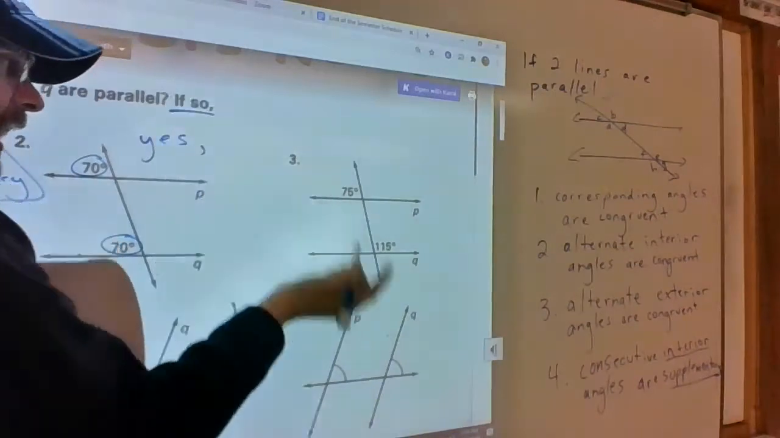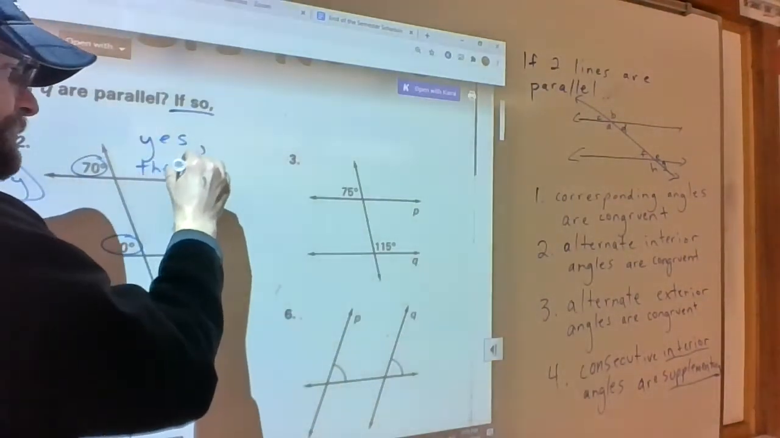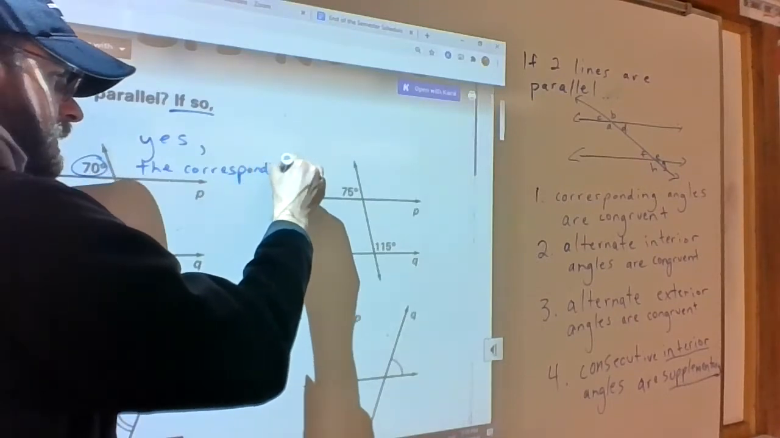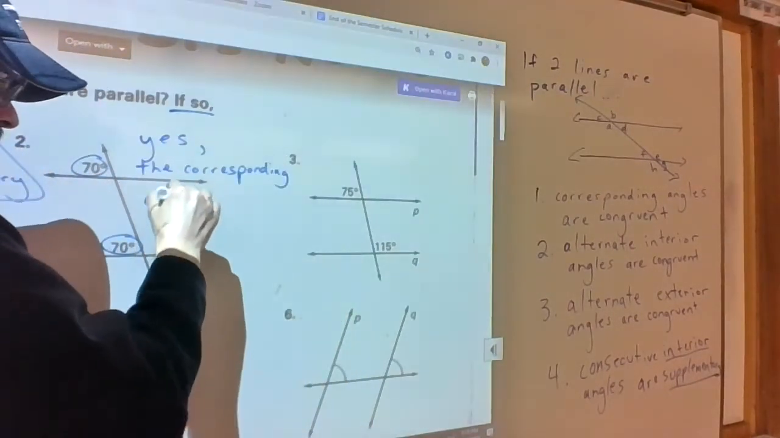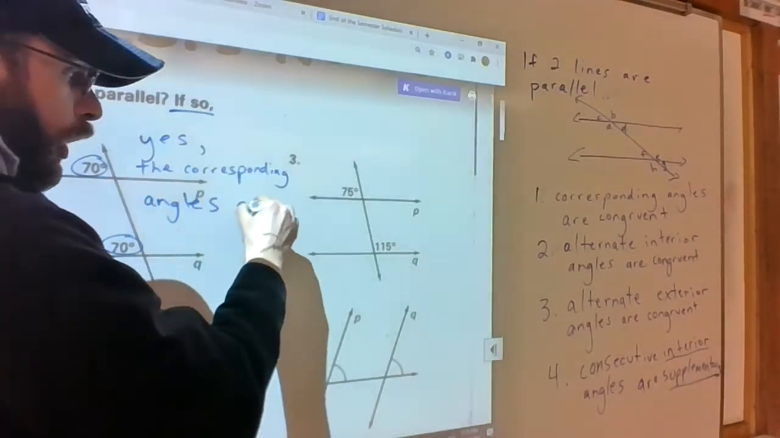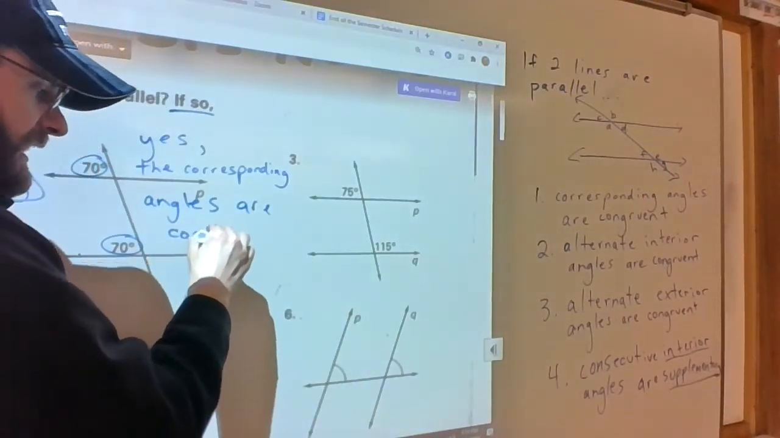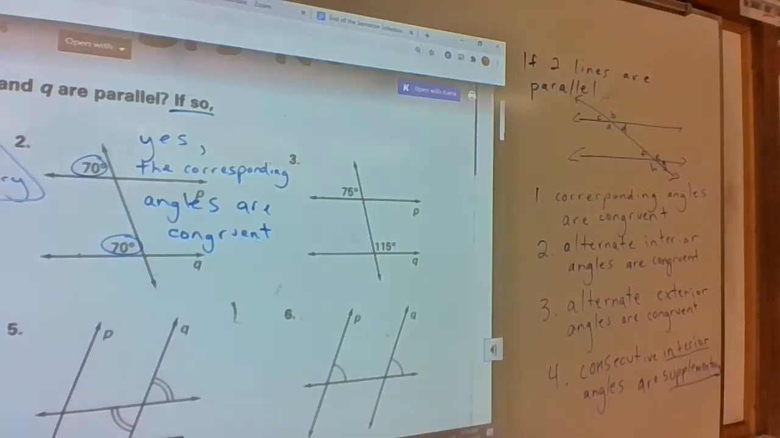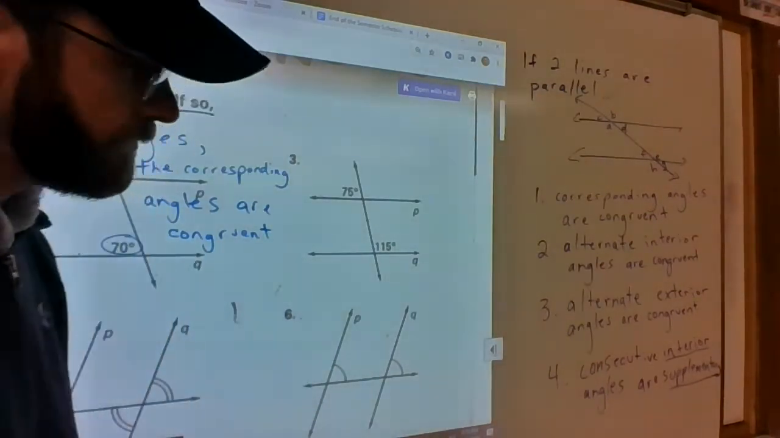Yes, because the corresponding angles are congruent. That's why they're parallel lines. How about number three?